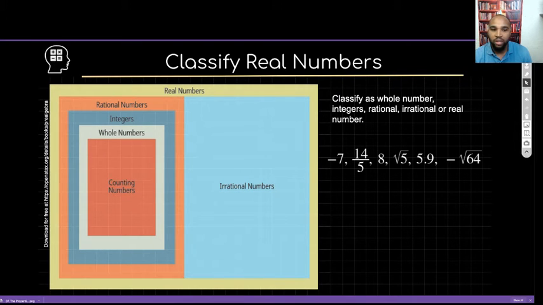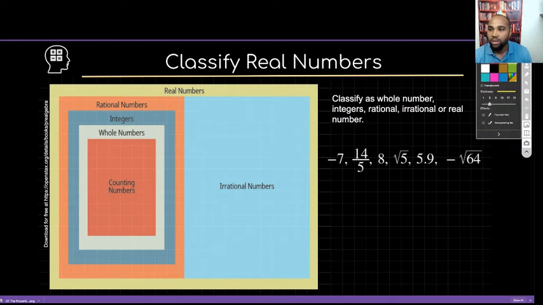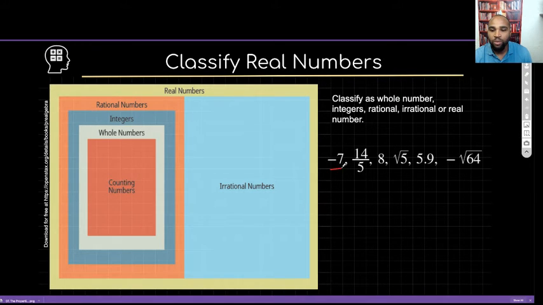So let's look at -7. Let me get a pen. Let's see. That'd be a good color. So -7. Where would I put my -7? So is it a counting number? Well, do you normally count using -7? No, we don't.